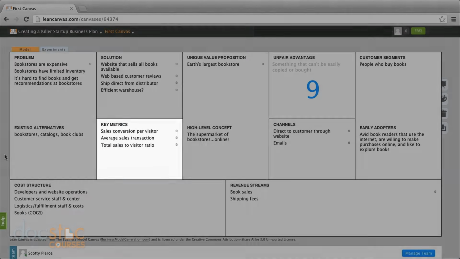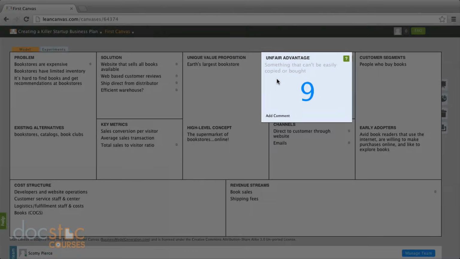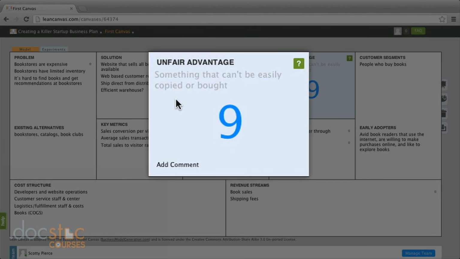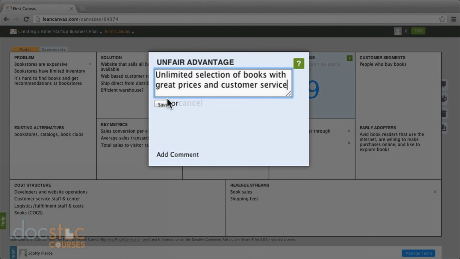And the last box, the unfair advantage. This is often related to the unique value proposition, but it's really more not from the customer viewpoint, but something that is unique to what you're doing, how you're putting together your business model, how you've combined all these pieces. It may be a piece of technology or several pieces, but often it's just something you figured out a way to do a little differently and you're going to execute differently. And in this case, our unfair advantage is an unlimited selection of books with great prices and customer service.